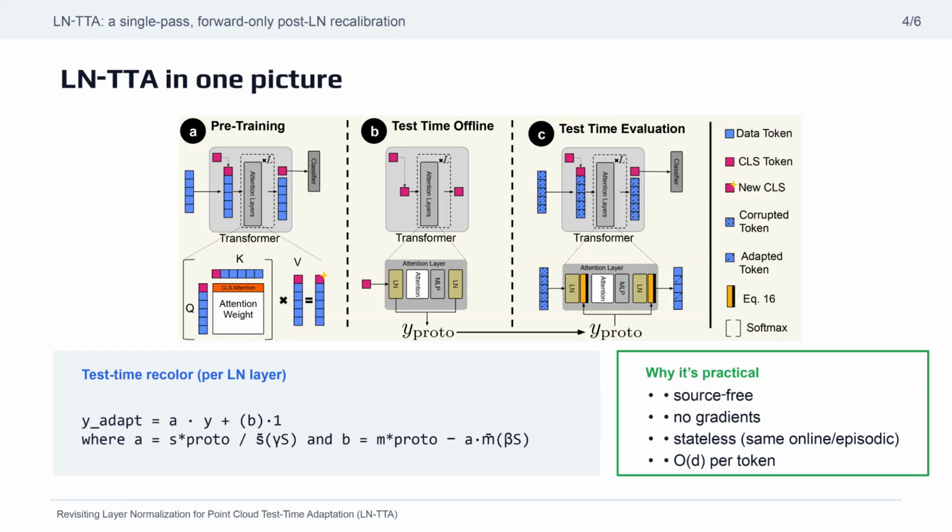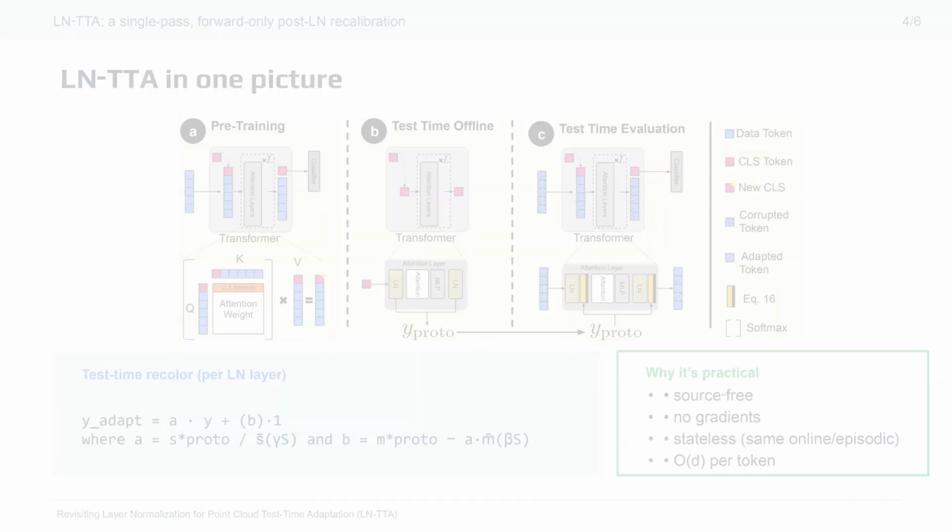LN-TTA implements that rule with a minimal update. Offline, using the frozen pre-trained model, they build a tiny prototype for each layer norm layer. They do this by running inference with only the pre-trained CLS token and collecting LN outputs, then summarizing them into 2 scalar values, a prototype mean and a prototype scale per layer. At test time, after each layer norm affine output, they apply a fixed transformation that rescales by a scalar, global gain, and shifts along the all ones direction, mean shift. This changes only the common mode statistics while preserving the token structure. Importantly, it's source-free, no gradients, no optimizer, and it works in a single forward pass.